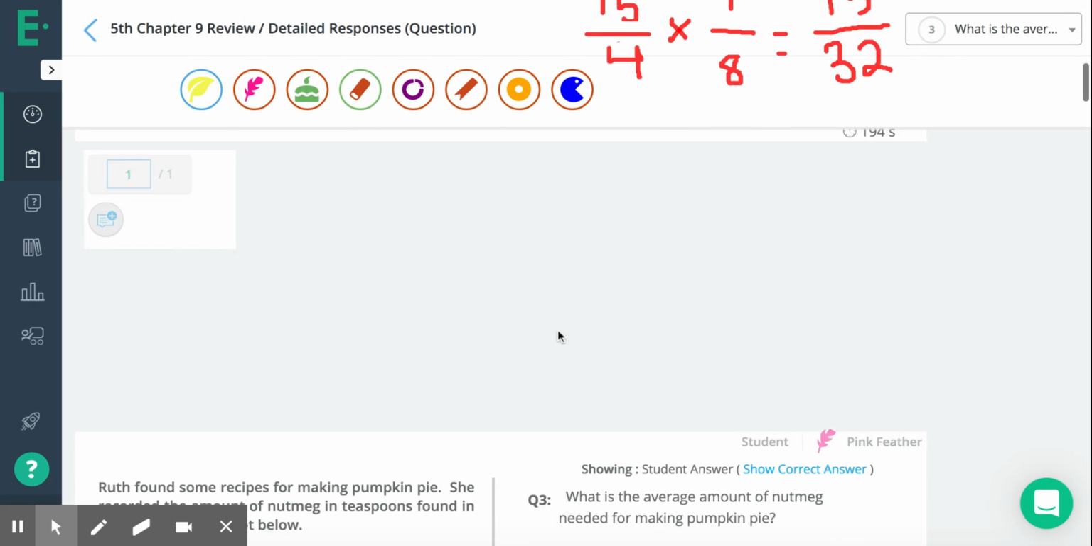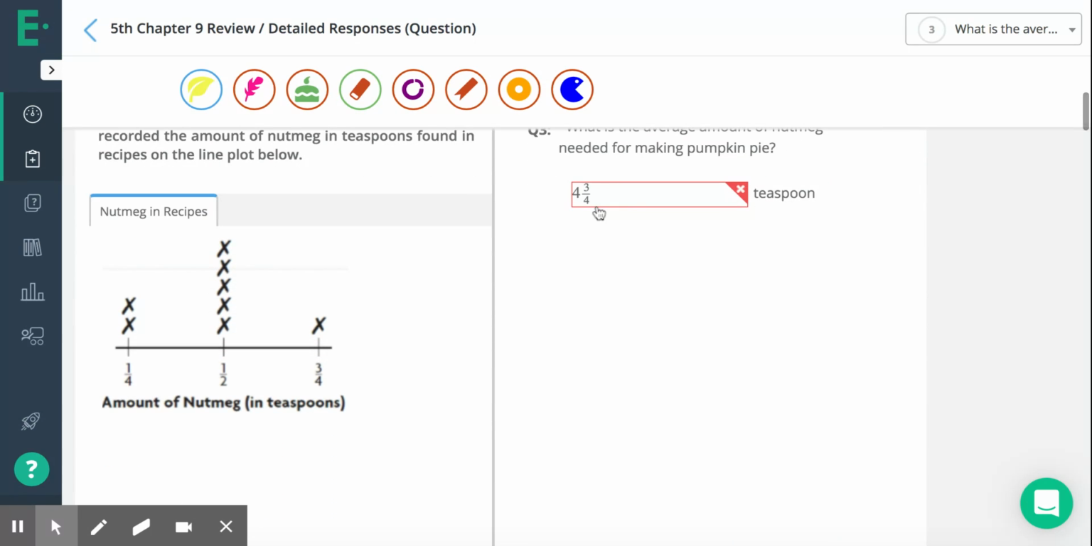As you scroll down and see some other answers, for example, 4 3/4 was not a reasonable answer because it's not even on this number line. We need what is like the middle value. What do most of the x's represent?